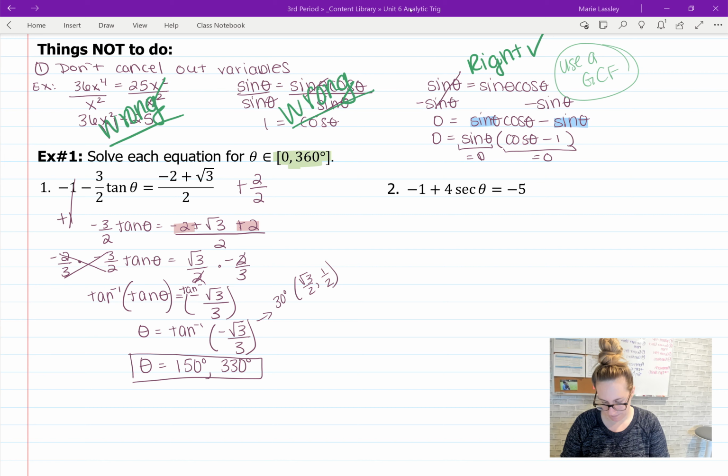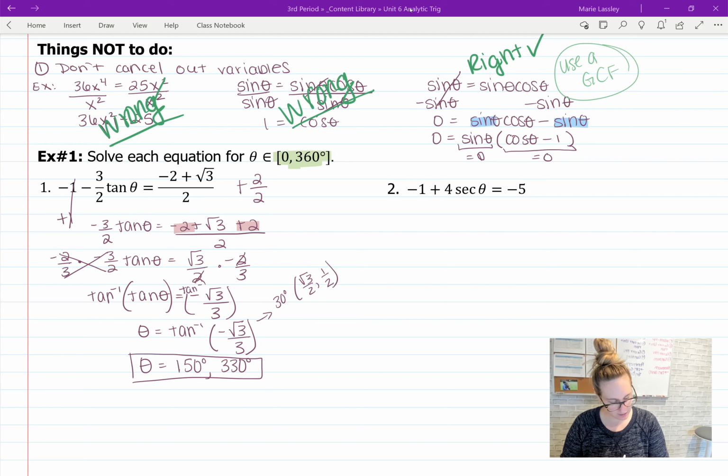Oh, I'm in radian mode. Perfect. So now I'm going to try again. -1 minus 3/2 tangent of 150. Enter. All right, and this gives me -0.13397. Now what I'm going to do is plug in that really beautiful fraction, -2 plus root 3 all over 2. And I should get that same decimal as my answer.